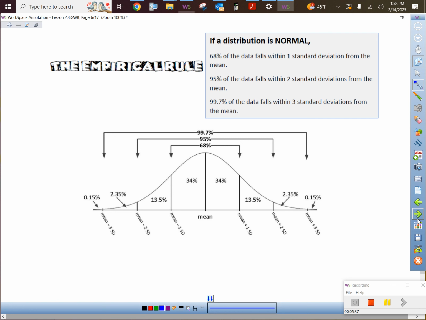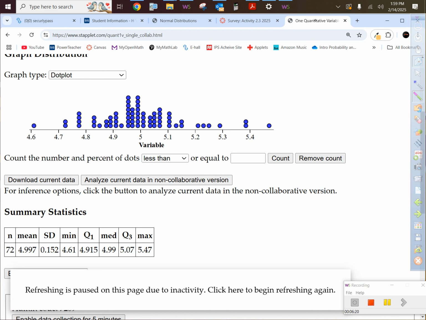So if the distribution is normal, again, that's the big case, here's what happens. About 68% of the data falls within 1 standard deviation of the mean. Here's the mean. Would you believe there's going to be 34% to the left of it and 34% to the right of it? If we go back to our activity that we did right here, it's pretty darn close. Most of our dots are scrunched right there in the middle in that case, right? Like 68% of the dots were pretty darn close to 4.997, which was the mean. So that's pretty cool that 68% of the data is in that zone.